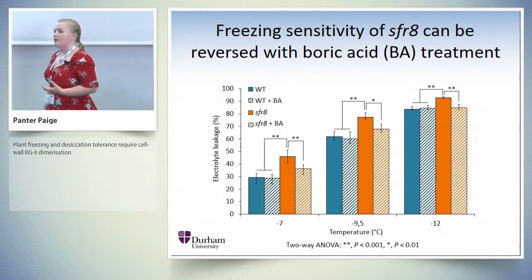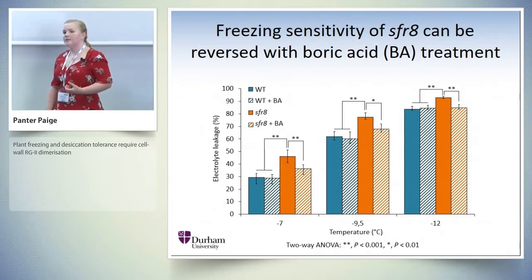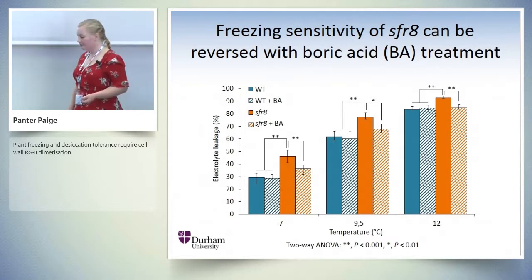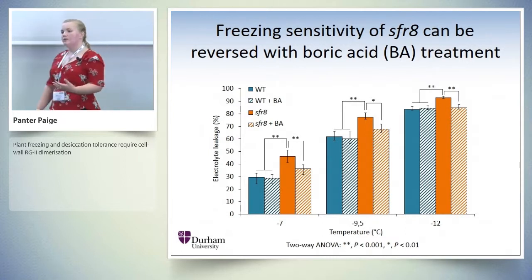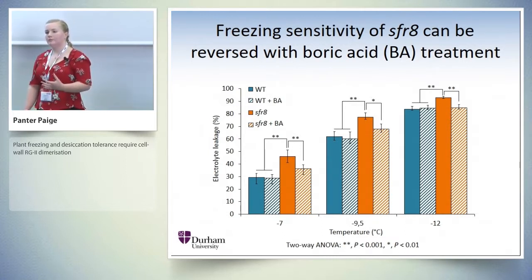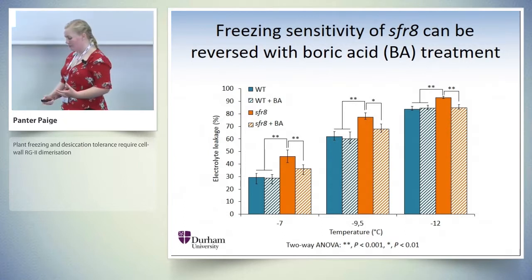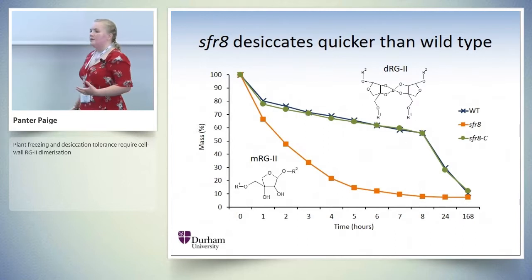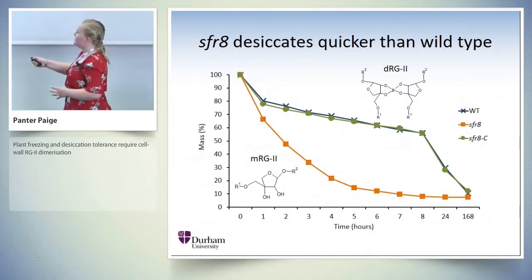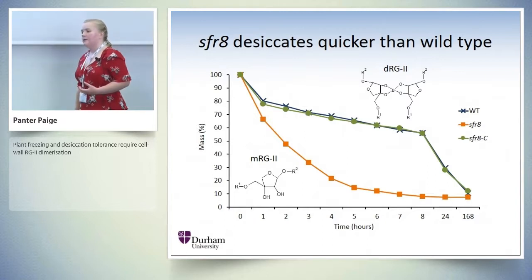So I also mentioned earlier that another important aspect of freezing stress is dehydration. And often when we see a mutant that's freezing sensitive, we might also see that mutant is also desiccation sensitive. So I wanted to test out this theory on SFR8, and through quite a simple leaf drying assay, where leaves were excised from plants and left to dry and weighed every hour, what I saw was a very drastic decrease in weight, and therefore showing that SFR8 desiccates much quicker than wild type or the complemented line.